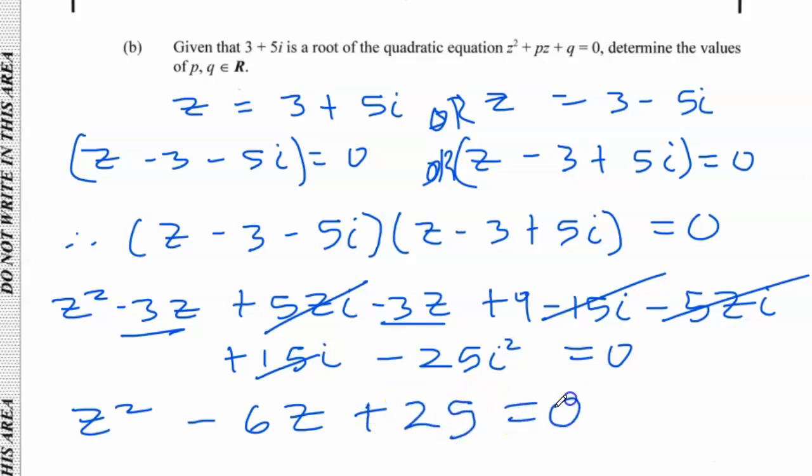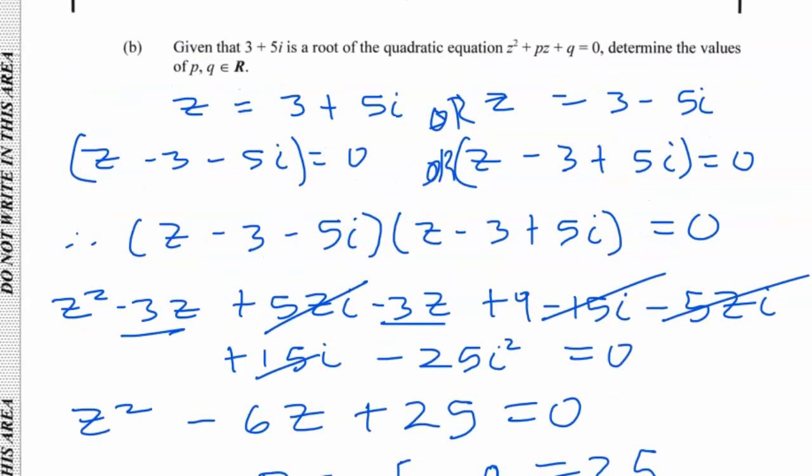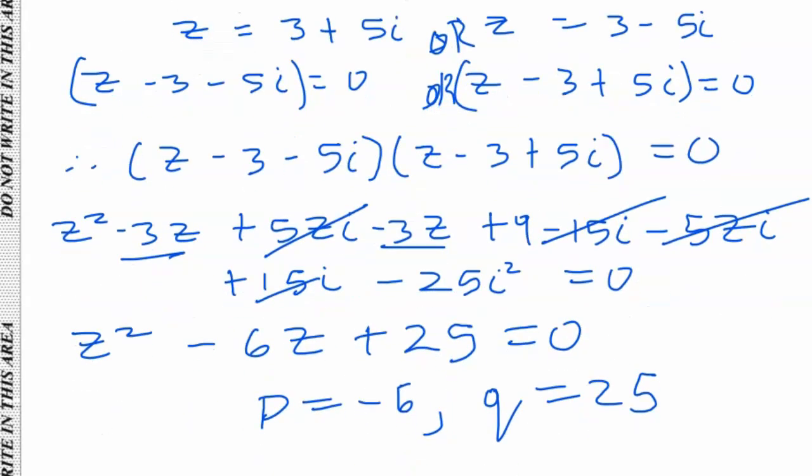So if we equate the coefficients here, look at p. p is the coefficient of the z, which is negative 6. The constant there is q, which is 25. So p is minus 6, and q is a constant, 25. Next.